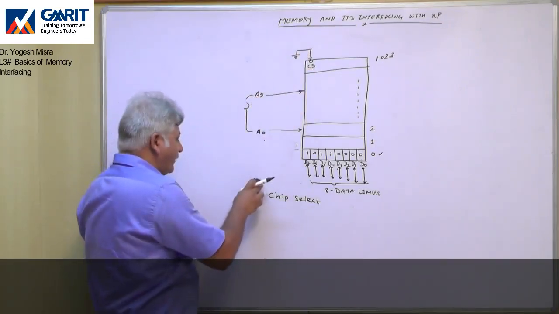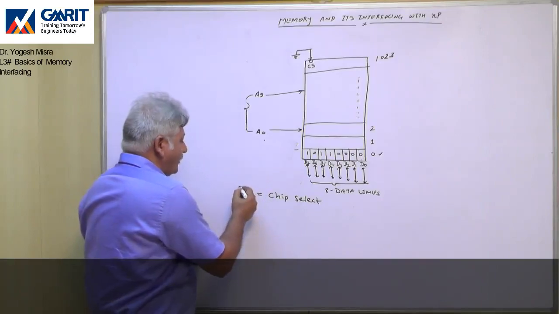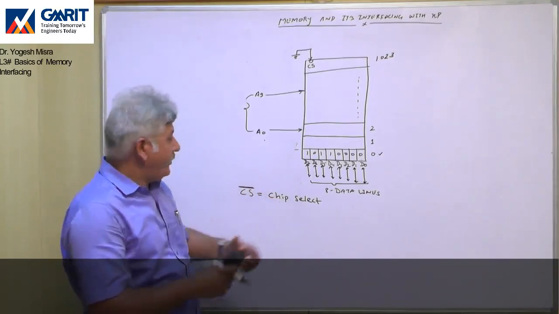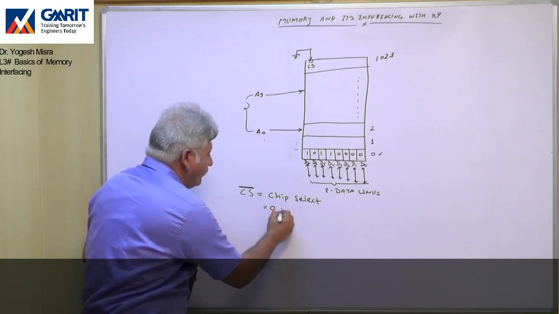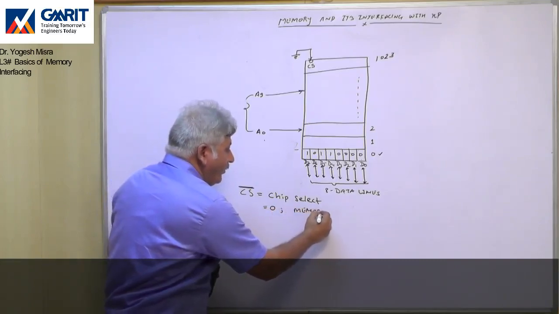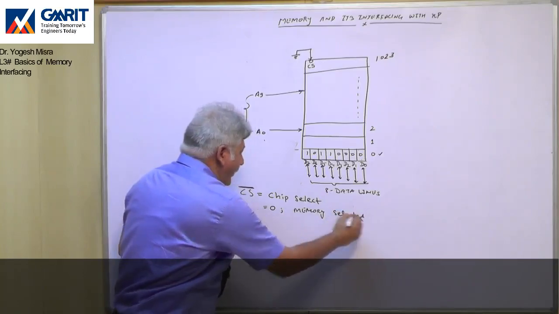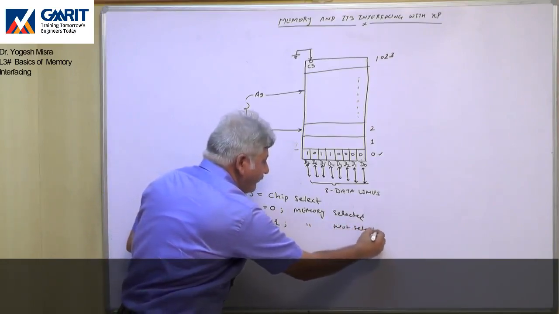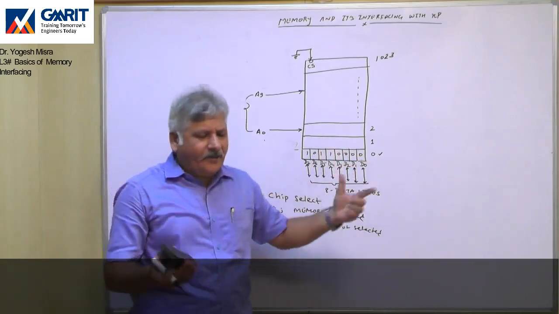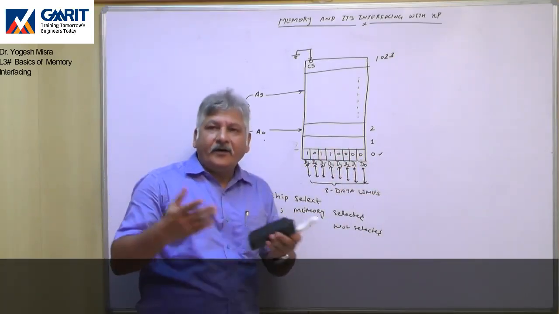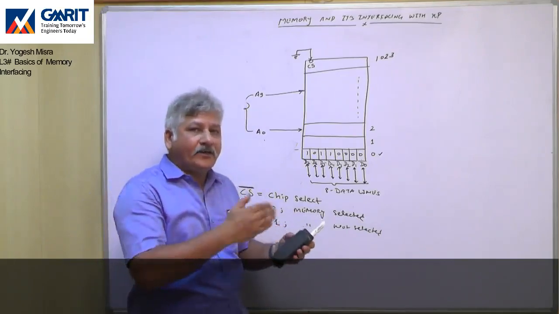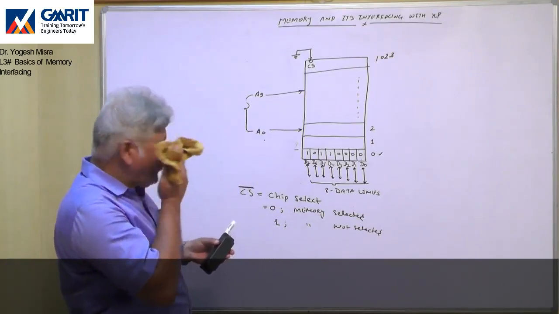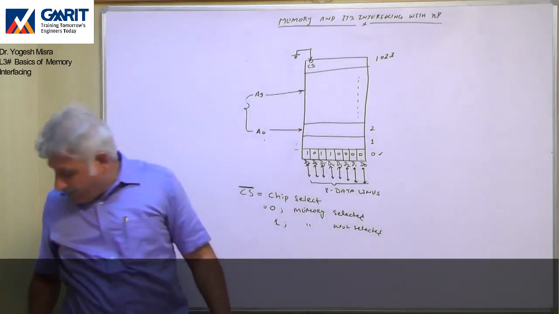So here, generally for the active low pins, we use a bar symbol, right? CS bar means chip select pin, and if this is equal to 0, then memory selected, and if this is 1, then memory not selected, right? So whenever the processor wants to write something in the memory or read something from the memory, at that time the processor will select this memory. So to select this memory, first we have to make this CS pin 0.